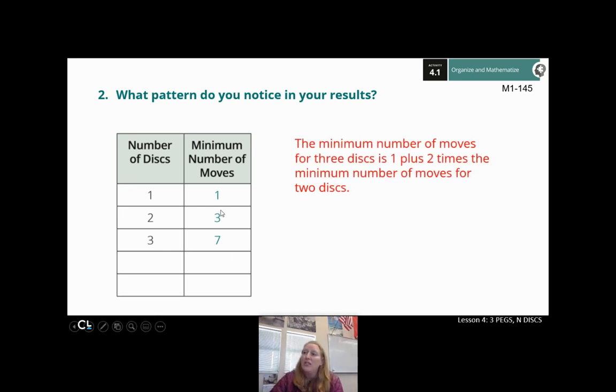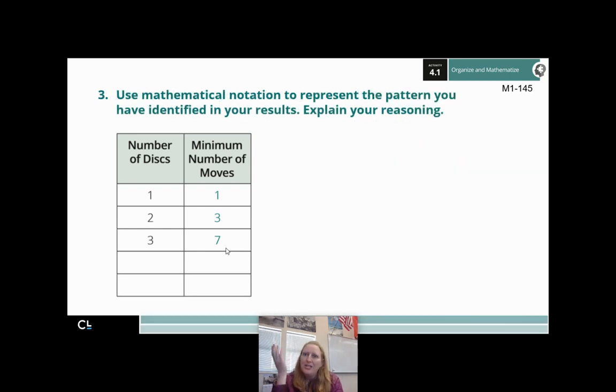But I noticed if I look at the number of moves right before, I could double it and add 1 to get the next number of moves. So now that we see this pattern, you know what I'm going to ask you to do. Now that you see the pattern, let's see if we can make some mathematical notation to help us do that.